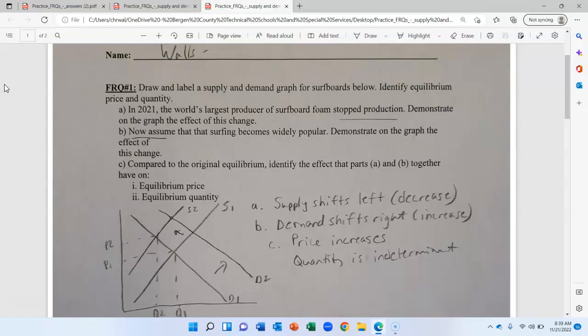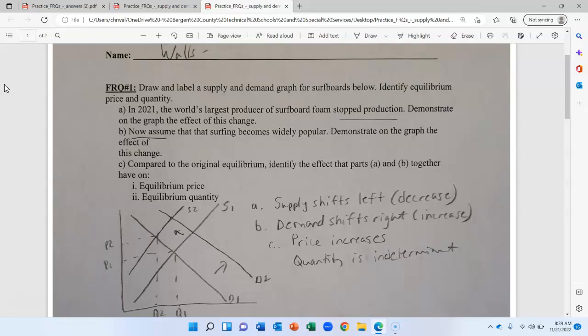And I know that for part A, I've noted supply shifting left. I labeled it on the graph with the arrow. I also noted it in part A, supply shifts left. This is a decrease in supply. And then I also put for part B, demand shifts right. It's an increase in demand, and the arrow indicates that.